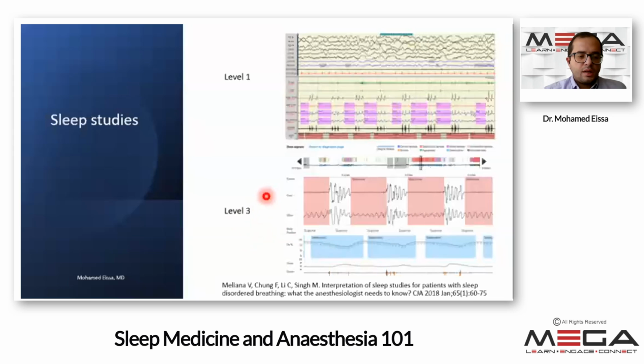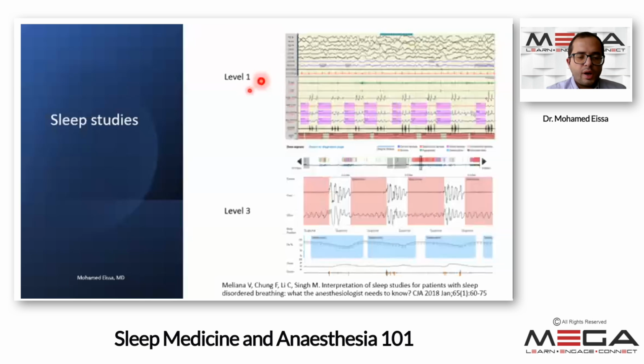As you see here, I was trying to show you what the raw data for a sleep study looks like. This is a level one sleep study. We have the EEG data, the electrooculography data, the EMG data, and as well we'll have the ECG here, oxygen saturation, airflow, and thoracic and abdominal movements. In the level three, we'll only have information about the saturations, the thoracic and airflow movement, and body position, as you see here.